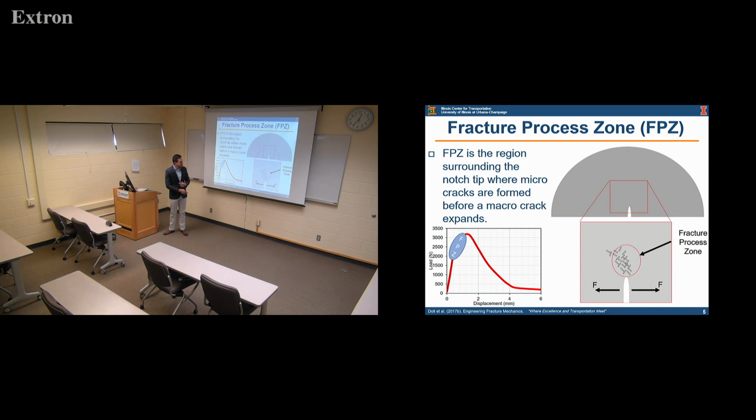Basically, during the test, before the peak load, you have the development of this region with these microcracks, and these microcracks eventually cause the macrocrack to propagate in the area where the microcracks developed originally.